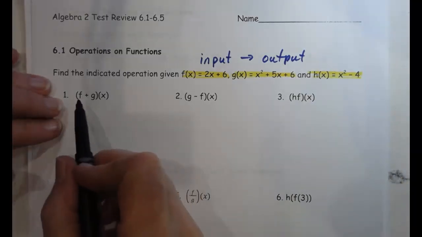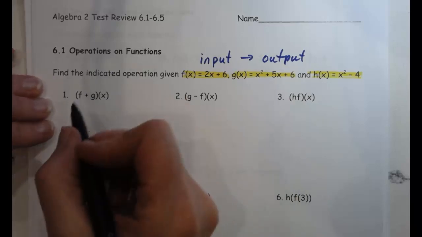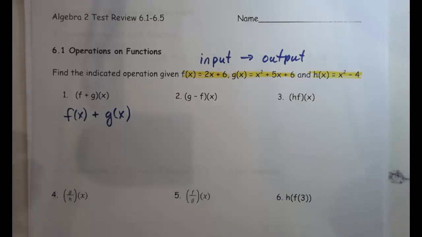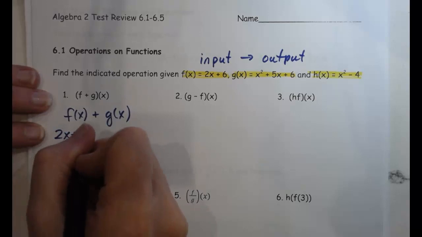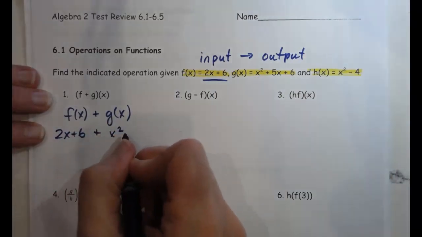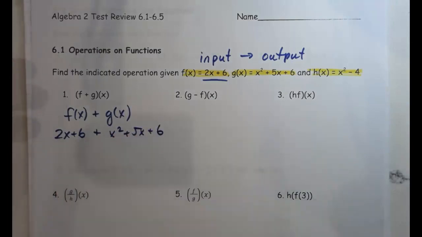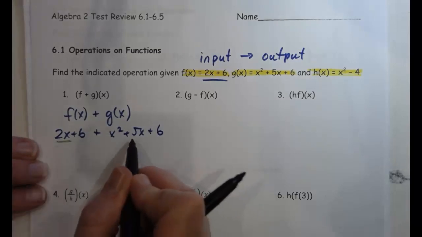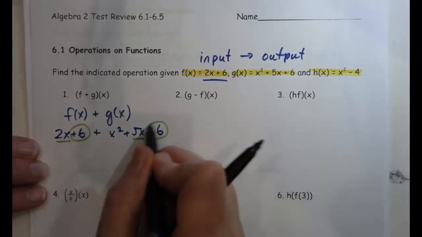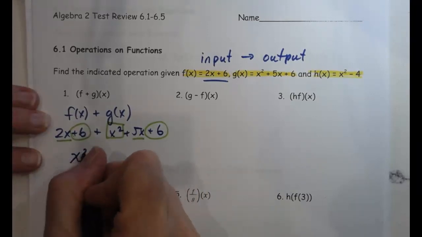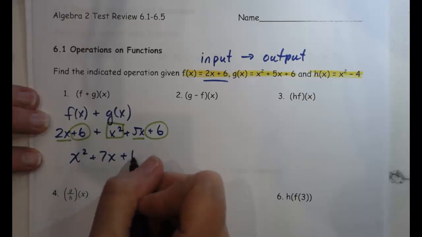So number 1 over here is f plus g of x. Remember, that means f of x plus g of x. All you're doing here is adding the functions together. So 2x plus 6, because that's f of x, plus g of x, which is x squared plus 5x plus 6. After that, all you've got to do is find like terms. There's an x, there's an x, there's a constant, and there's x squared.